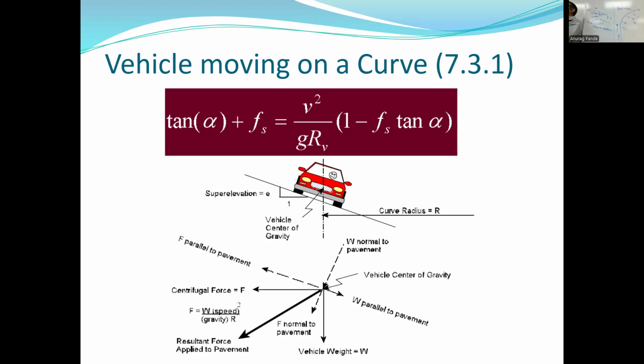But subscript V is there to denote that you're not talking about the radius of the curve from the center line of the roadway, but you're talking about the radius of the curve as measured from the critical inside lane of the roadway. That makes sense? So that's why you have an R sub V in there.